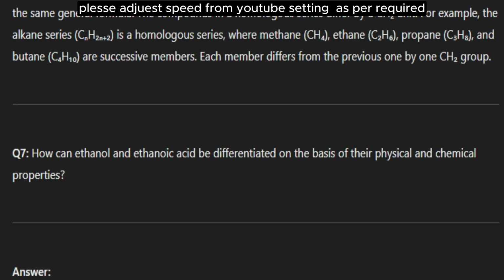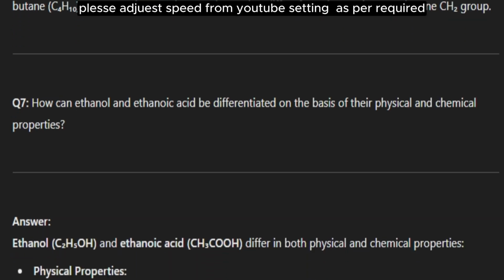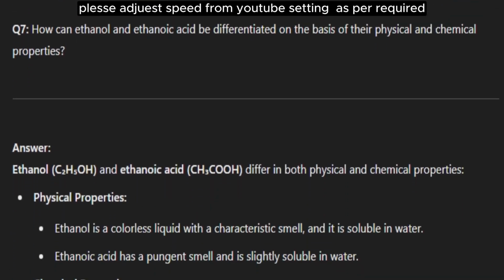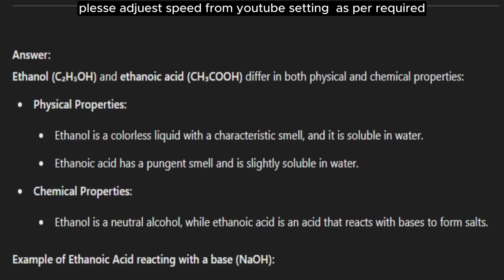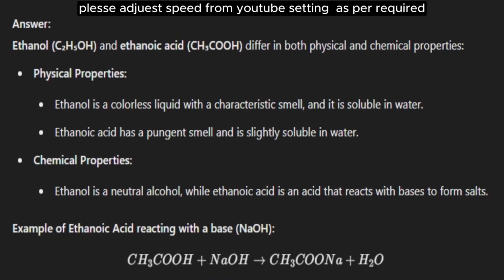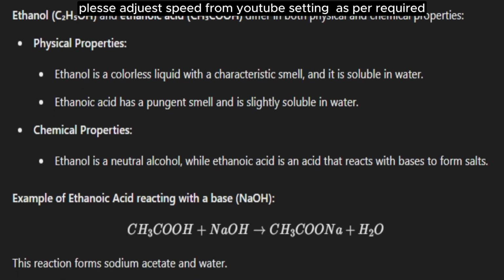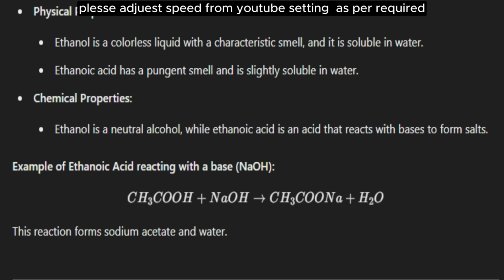Q7, how can ethanol and ethanoic acid be differentiated on the basis of their physical and chemical properties? Answer: ethanol, C2H5OH, and ethanoic acid, CH3COOH, differ in both physical and chemical properties. 1. Physical properties. A. Ethanol is a colorless liquid with a characteristic smell, and it is soluble in water. B. Ethanoic acid has a pungent smell and is slightly soluble in water. 2. Chemical properties. A. Ethanol is a neutral alcohol, while ethanoic acid is an acid that reacts with bases to form salts. Example of ethanoic acid reacting with a base: NaOH plus CH3COOH gives CH3COONa plus H2O. This reaction forms sodium acetate in water.